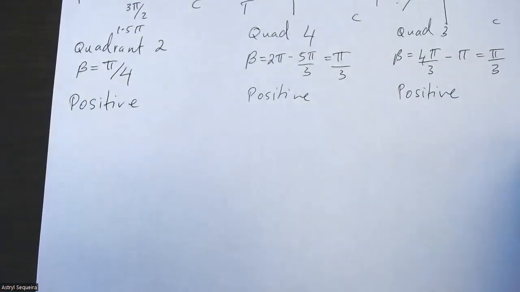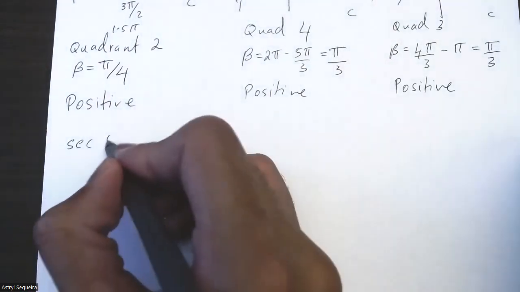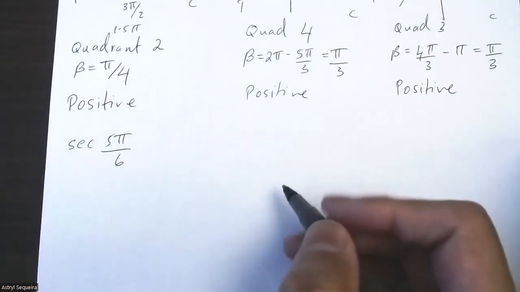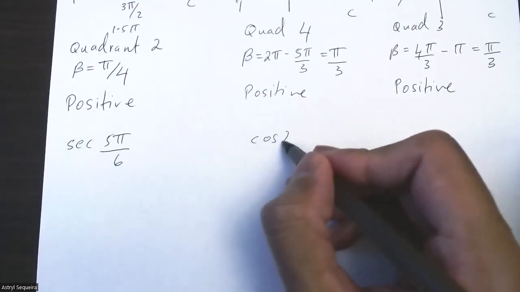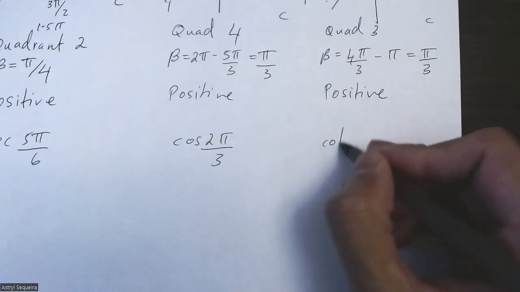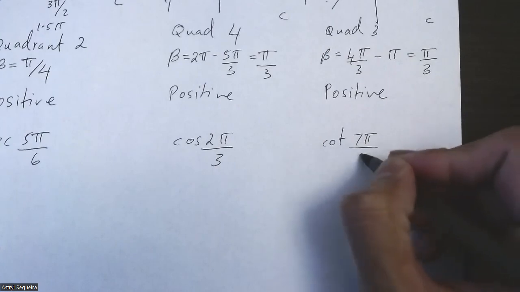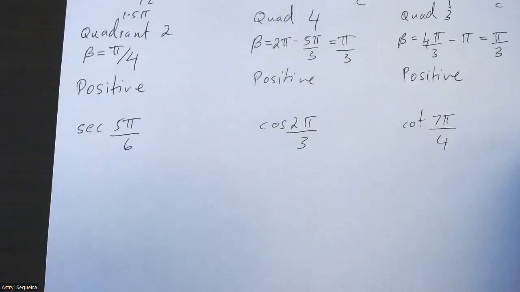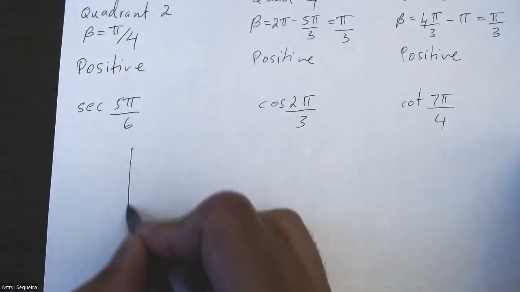Let's go to the next three examples. Sec 5 pi over 6, cos 2 pi over 3, and cot 7 pi over 4. Start with this one over here.